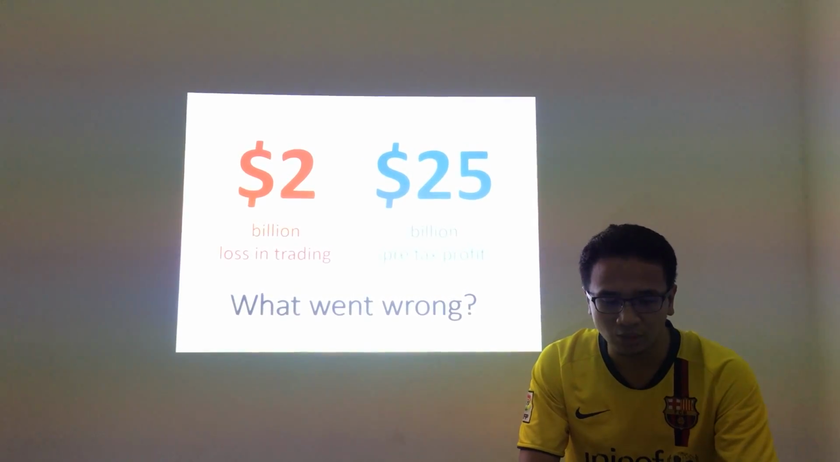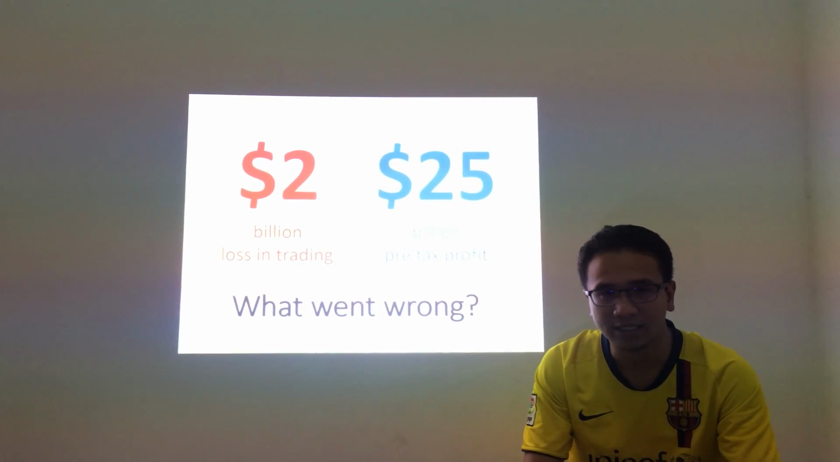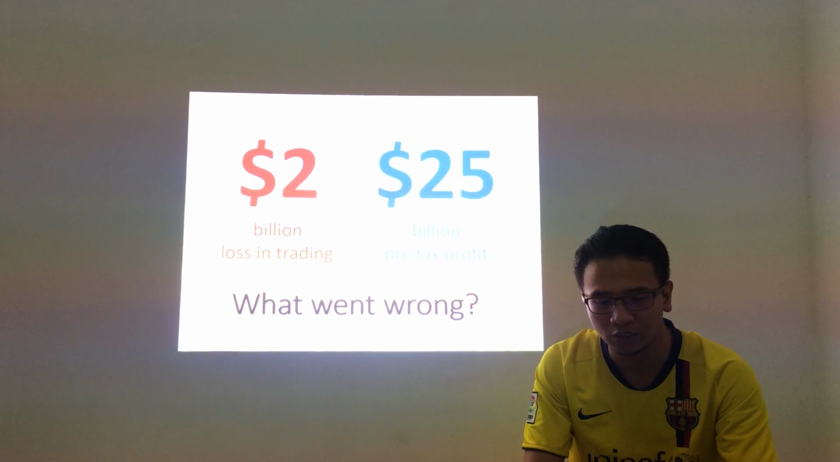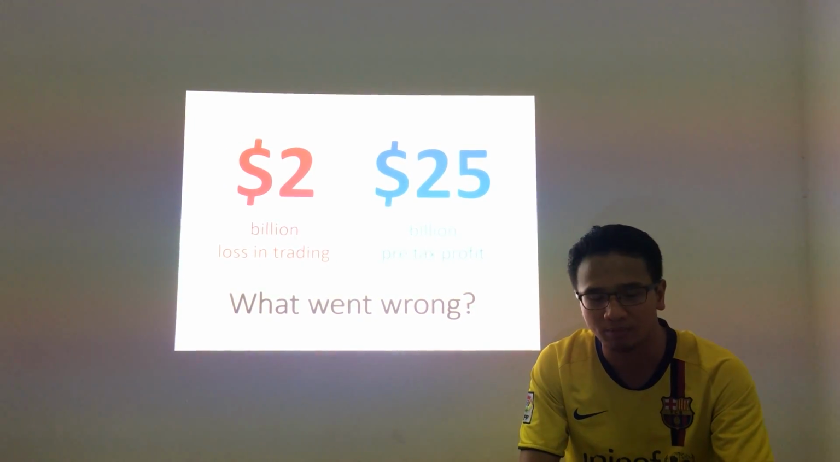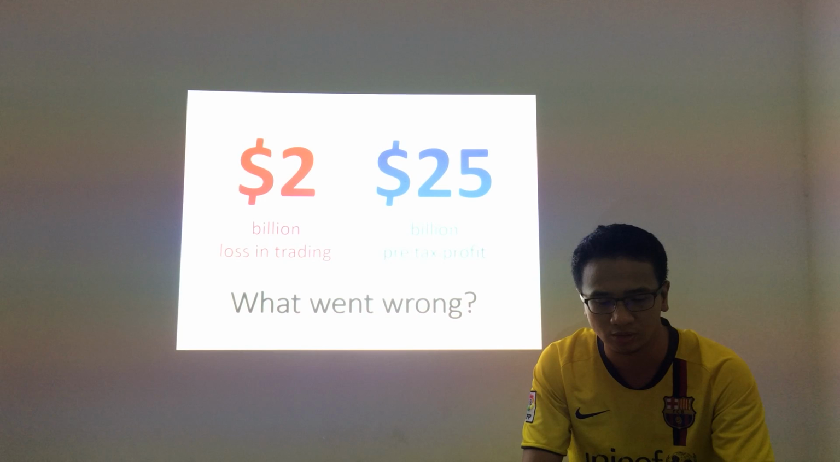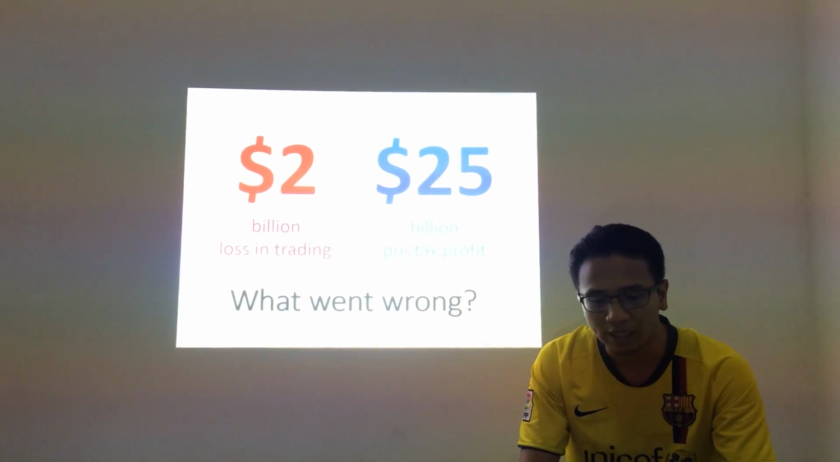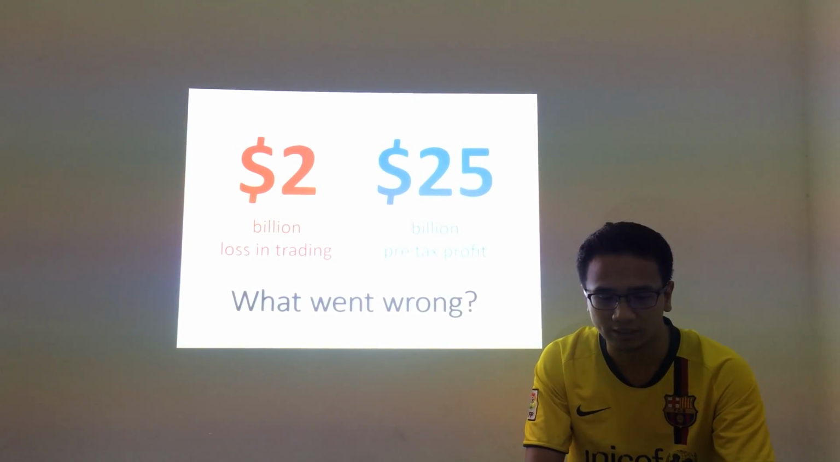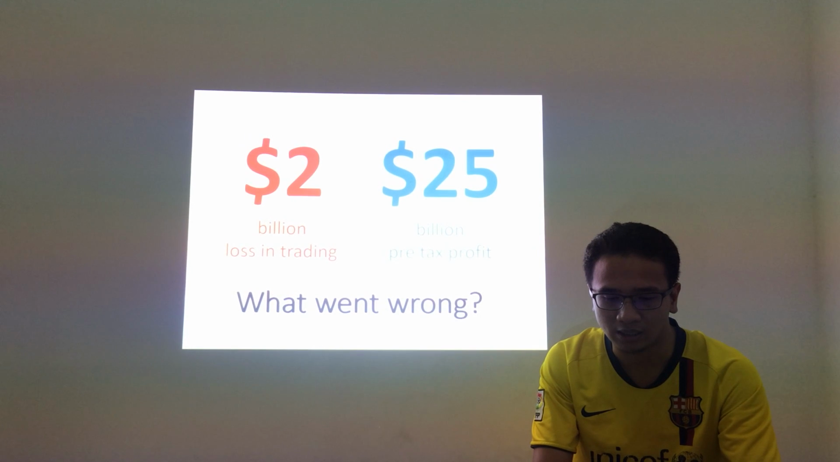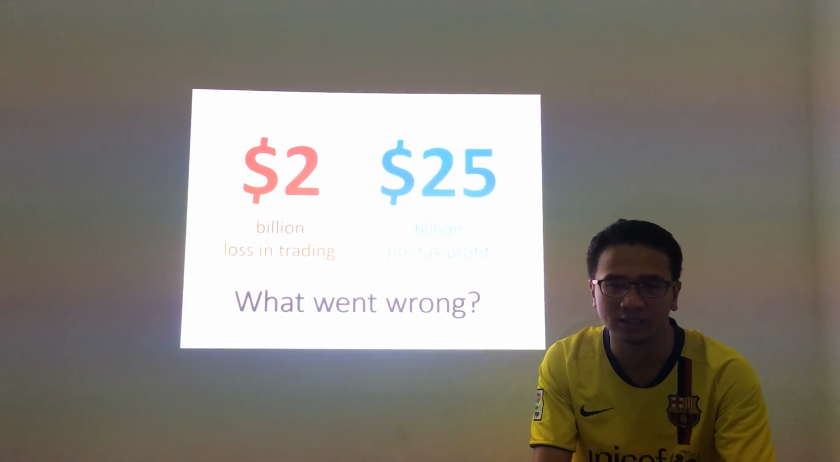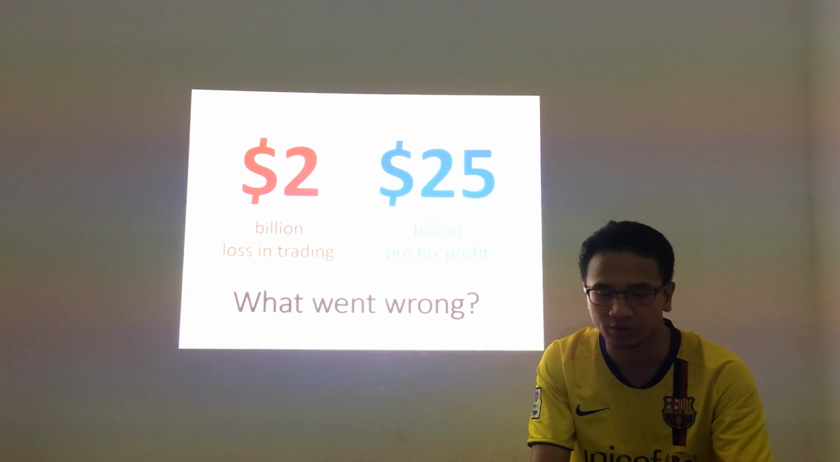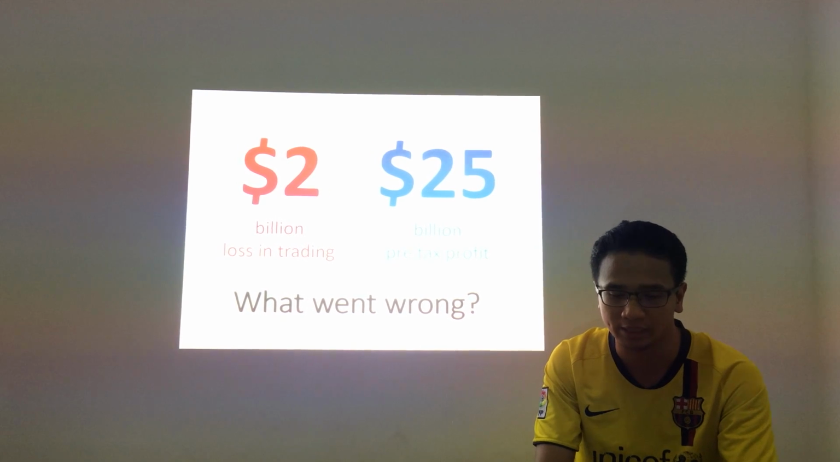The huge loss of $2 billion in trading is relatively small in comparison to their $25 billion pre-tax profits during the year 2012. So what actually went wrong during the trade? I will go into detail on a few factors to explain what went wrong in JP Morgan at that time.